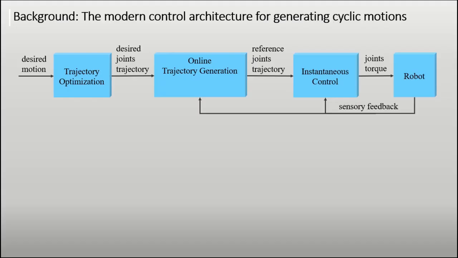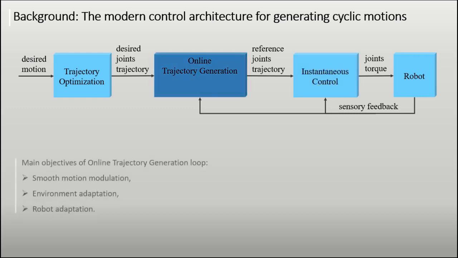The modern control architectures for generating cyclic motions consist of three main loops. First, the trajectory optimization designs the desired periodic joint trajectory resulting in the desired cyclic motion. Second, the online trajectory generation generates the reference joint trajectory converging to the desired one from any initial condition. And finally, the reference trajectory is followed by the instantaneous control of the robot.